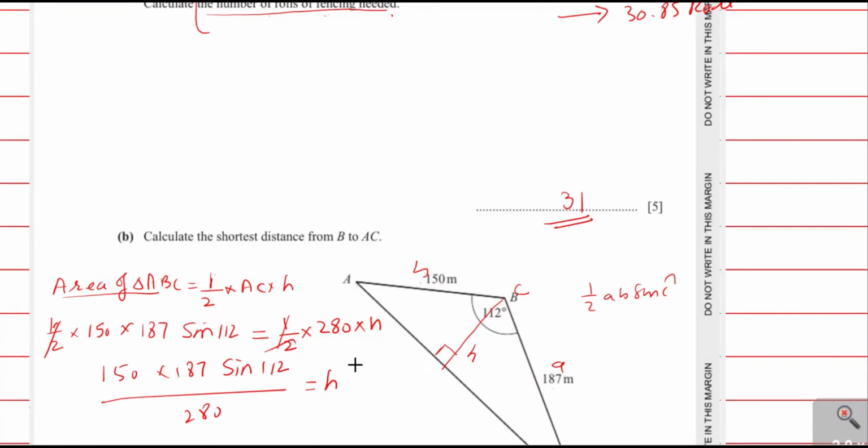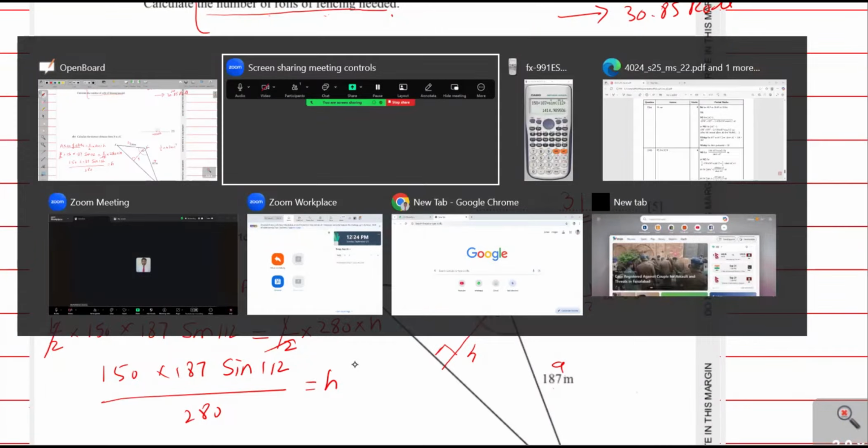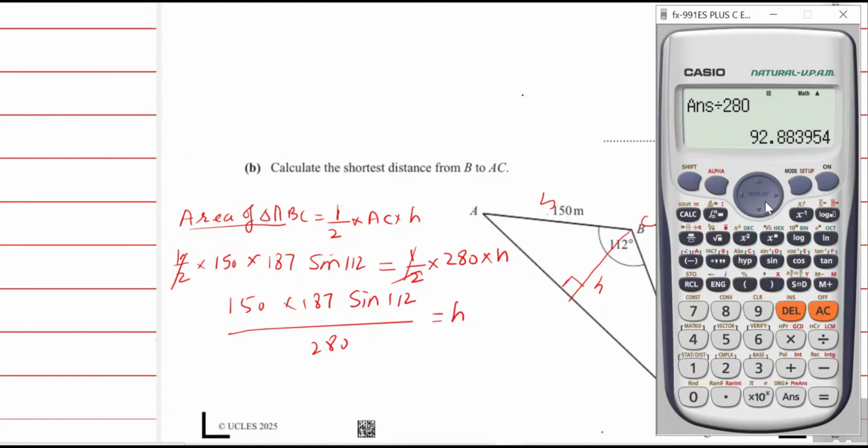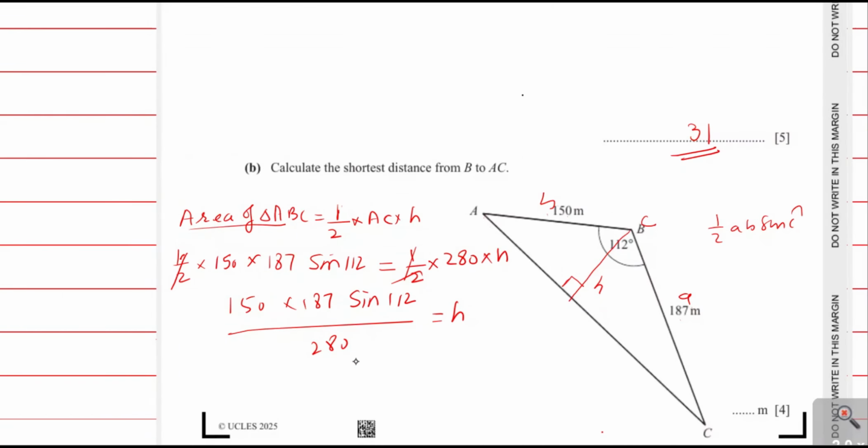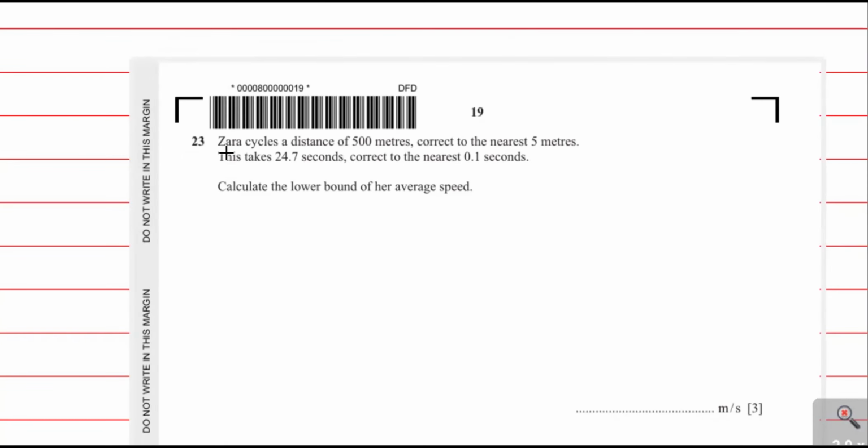equal to h, and this will be equal to 92.88, and the height here is 92.88. We can write 92.9. This is the answer. Question 23.